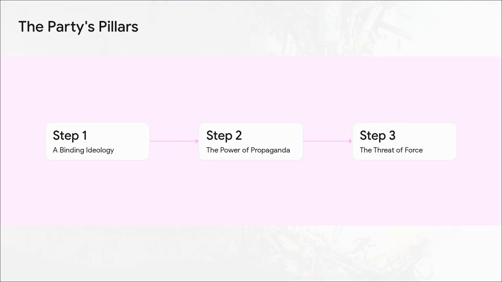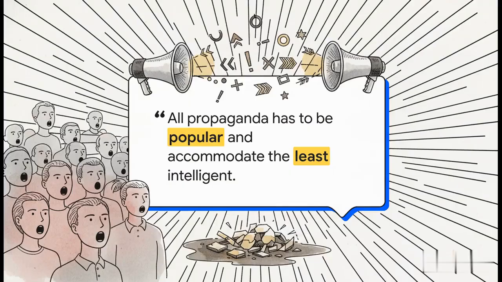The whole design rested on 3 incredibly powerful pillars, and each one was perfectly tuned to the chaos of post-war Germany. First up, you had a simple binding ideology, nationalism and anti-Semitism that offered easy scapegoats for the national humiliation. Second, a relentless, non-stop propaganda machine to spread that message everywhere. And third, the raw threat of violence and intimidation, using their paramilitary wing, the SA, to literally beat down any opposition.